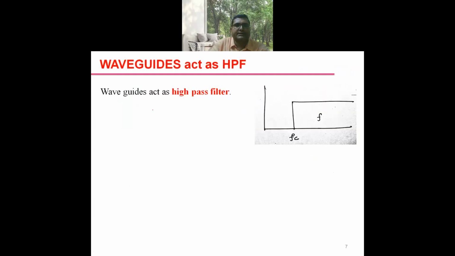The waveguide acts as a high pass filter. Let us consider the signal frequency of the electromagnetic wave is f, and the cutoff frequency of the waveguide is fc. This is the diagram which depicts the high pass filter characteristics. f is the signal frequency, fc is the cutoff frequency of the waveguide.